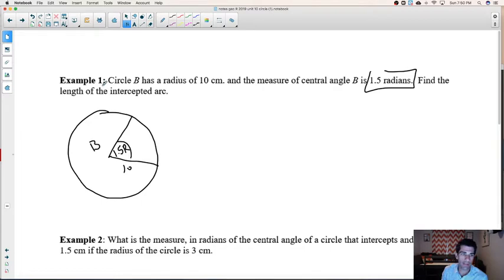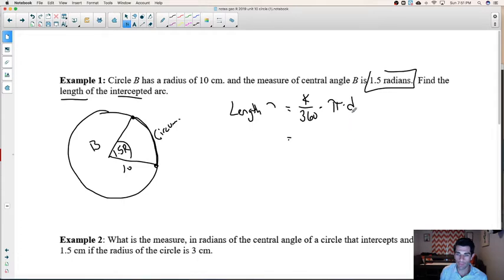And what they want is to find the length of the intercepted arc. So they want to measure from here to here. And remember, in a circle, that would be talking about the circumference. So we've gone over a few times, to find the length of that intercepted arc, we would have to use the central angle divided by 360 times circumference formula, and you're either going to use 2 pi r or pi times diameter. That's the one that I usually like to use.